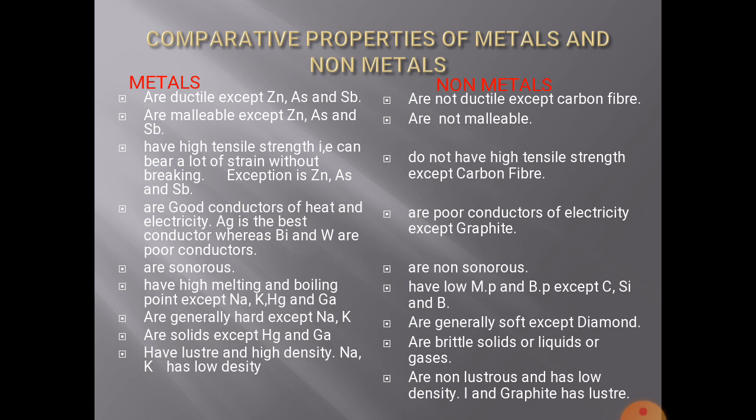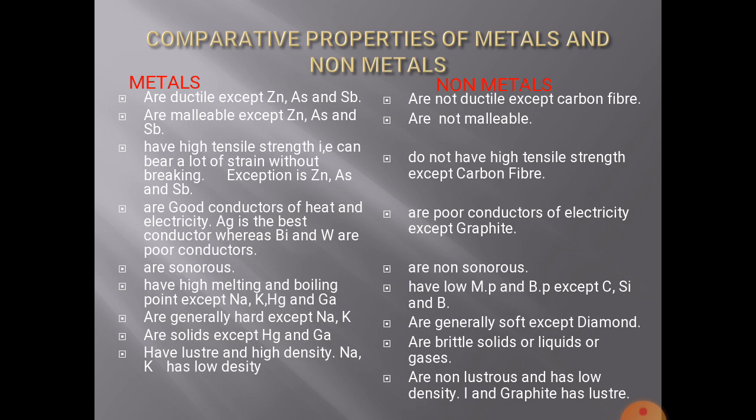Metals are malleable. Malleable means they can be beaten into very thin sheets. Whenever we see thin sheets, that is where malleability comes into the picture. There are again some exceptions: zinc, arsenic and antimony are not malleable. Non-metals in general are not malleable.